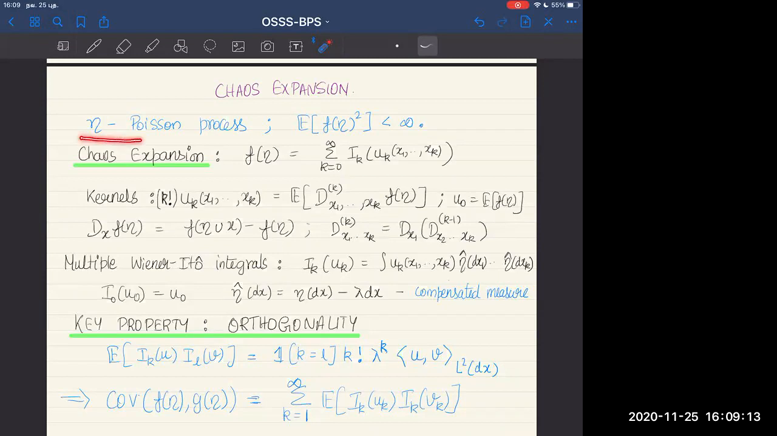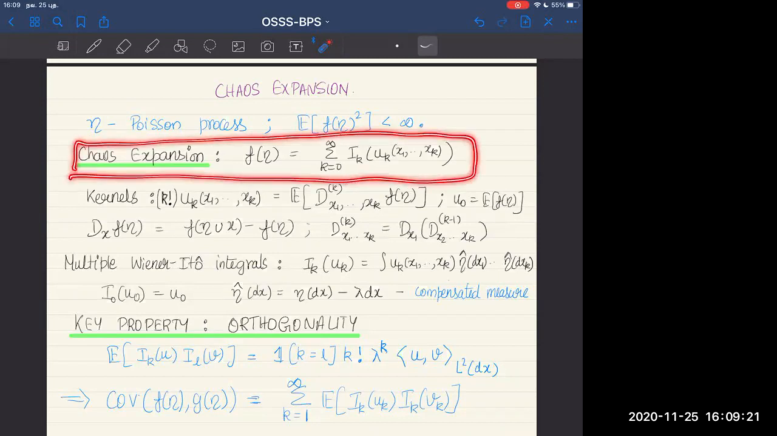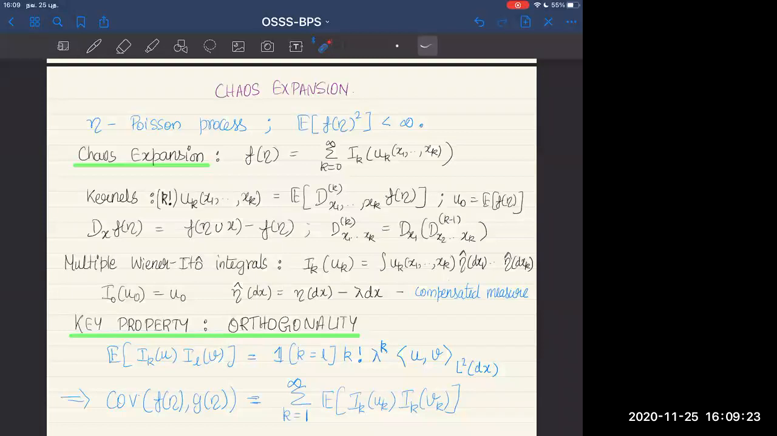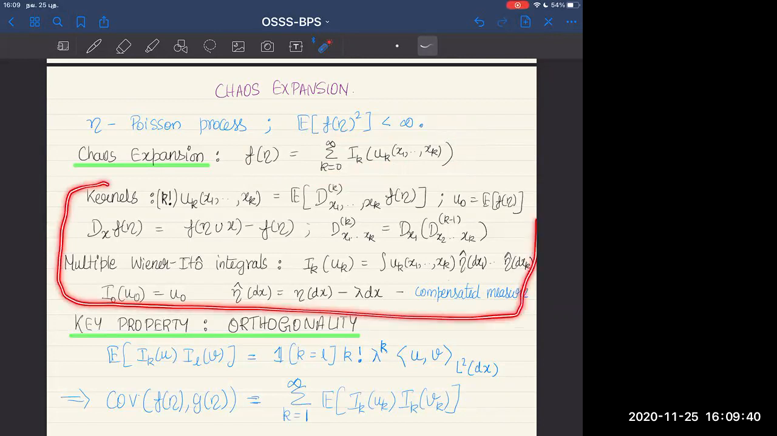So let me take a Poisson process. I have a square integrable function. We know there is a chaos expansion. So what is a chaos expansion? If you do not know, all you have to think is that F can be decomposed into a series of random variables. There is a series expansion for F in terms of random variables. These random variables have specific meanings. In the interest of time, I'm not going to say everything.